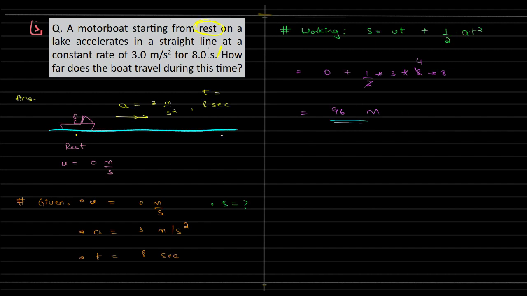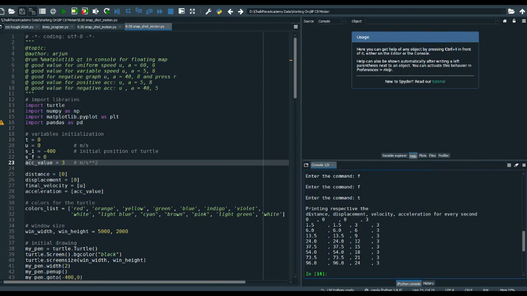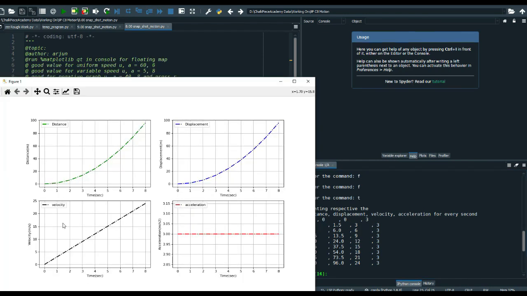You should always try to figure out the answer graphically also. You can see here the distance is increasing in a non-linear fashion. That means the velocity is increasing. In this case, velocity happens to be linear. Thus, the acceleration is a line parallel to the x-axis. That is a constant uniform acceleration. So this is what you have in your syllabus.